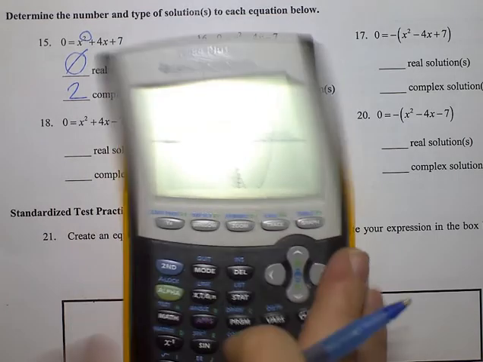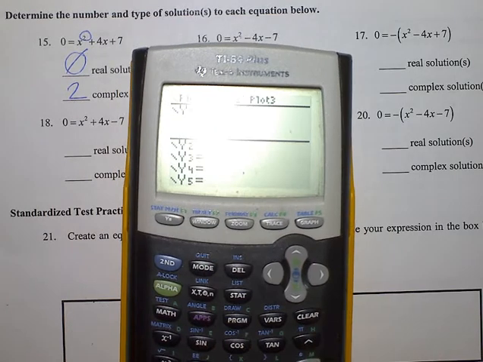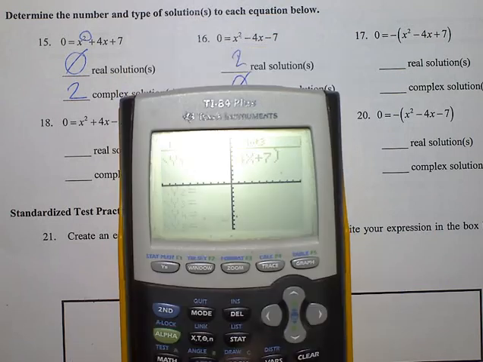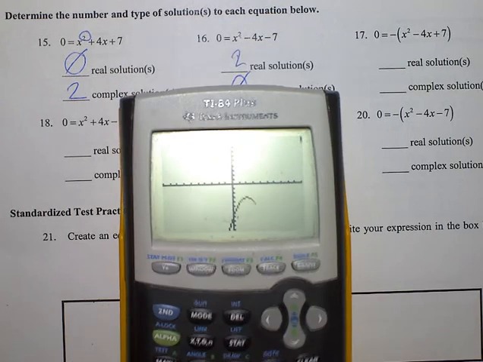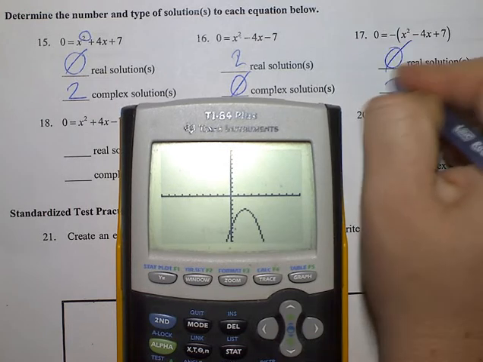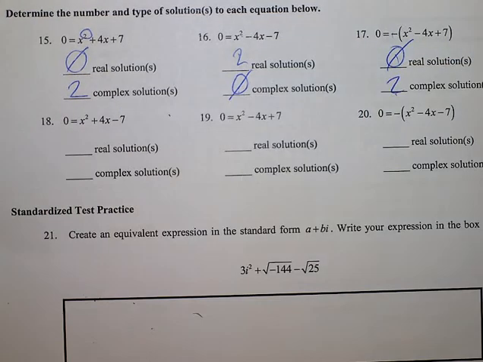Okay, the last one, before I move on, is parentheses, x squared, subtract 4x plus 7, and I graph. How many times does it cross? 0. Never crosses. 0 reals. Too complex. Thumbs up, thumbs down if you understand the concept.